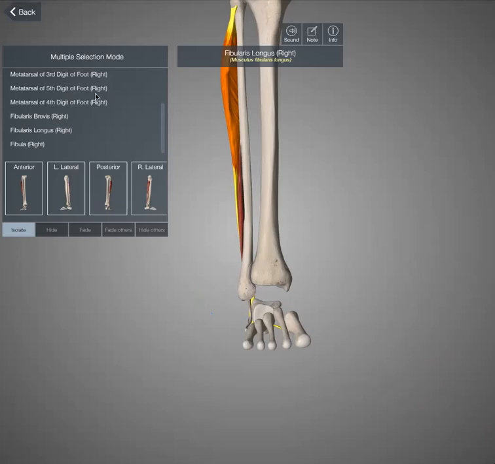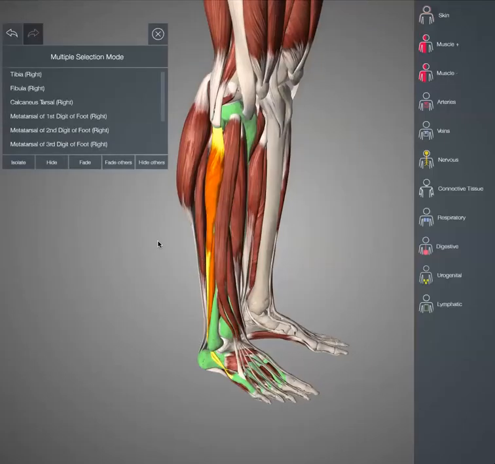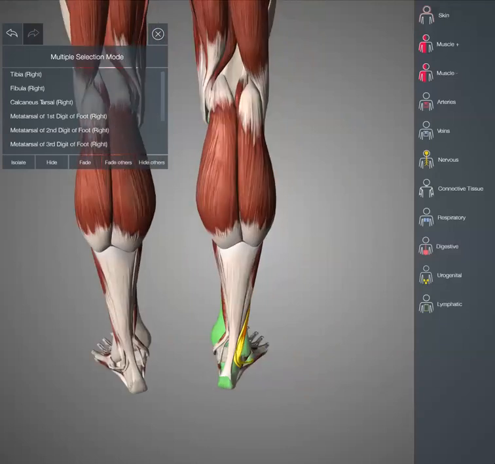These are the muscles of the lateral compartment of the leg. Now, finally, we have the posterior compartment.